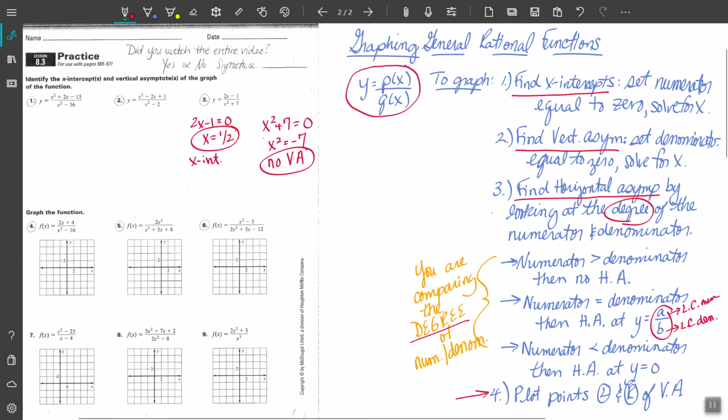Horizontal asymptote, we're going to compare the degrees. Again, the degree in the numerator is 1, the degree in the denominator is 2, so that falls into this last scenario here. If the degree in the numerator is less than the degree in the denominator, then we do absolutely no calculating because the horizontal asymptote will be at y equals 0.